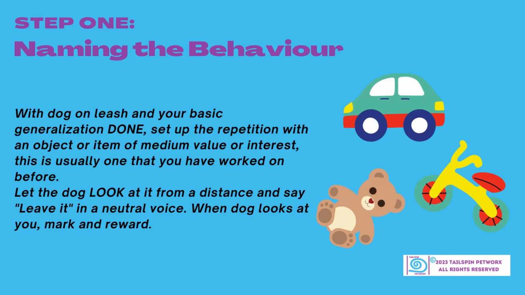Step 1, naming the behavior. With the dog on leash and your basic generalization done, that's what you did in the last video, set up the repetition with an object or item of medium value or interest, so not something too complicated. This is usually one that you've worked on before. Let the dog look at it from a distance and say, leave it, in a neutral voice. When the dog looks at you, you're going to mark and reward.